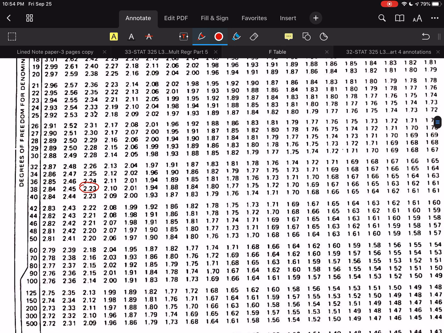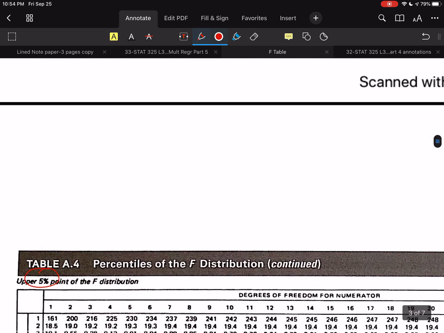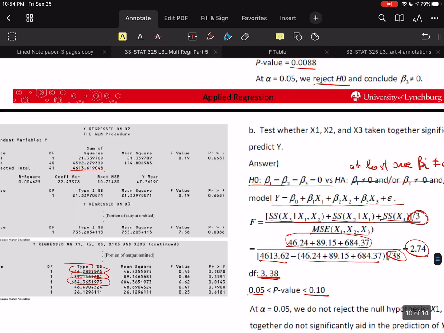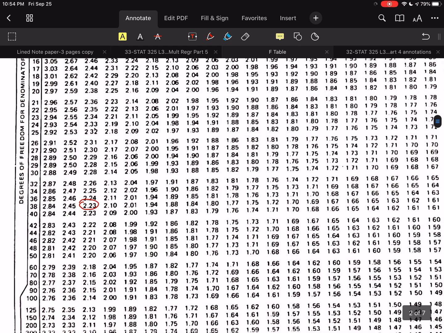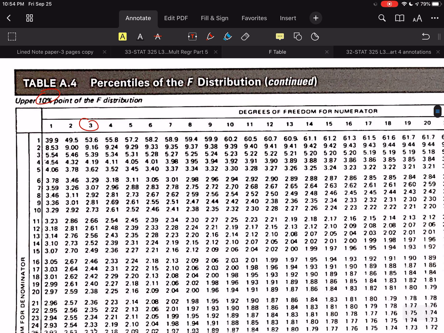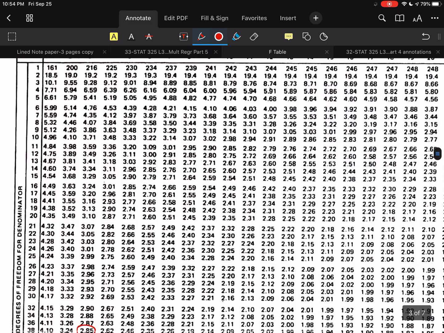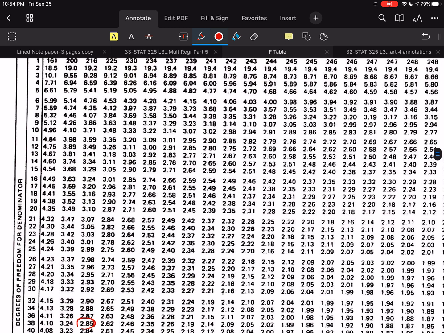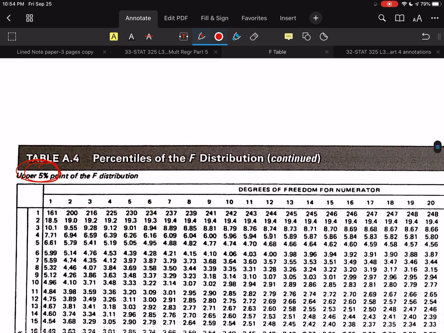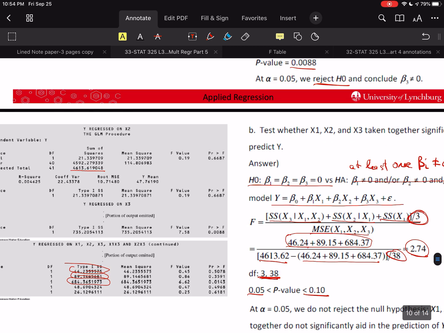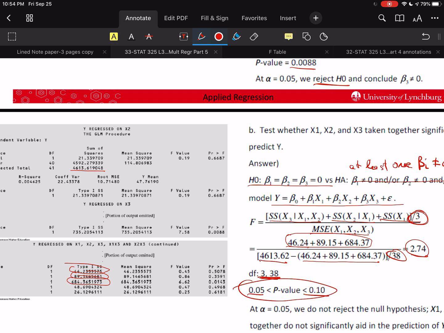Our value is between 2.85 and 2.23, so that means the p-value is between 0.05 and 0.10, because our value is in between those two critical values. Okay? So that's how we get that p-value, and that's the best we can do using a table. But we know it's greater than 0.05. So at 0.05, we would not reject the null.